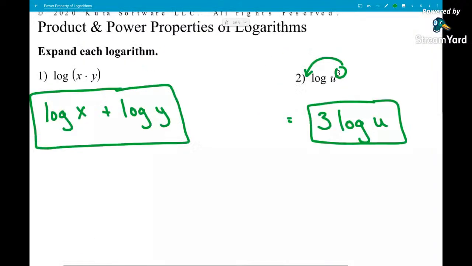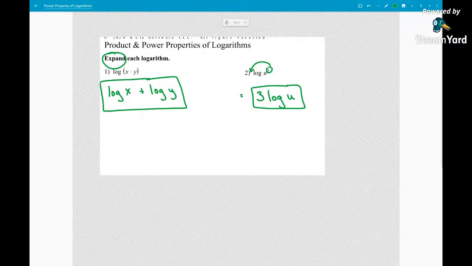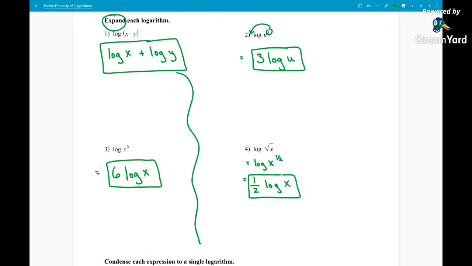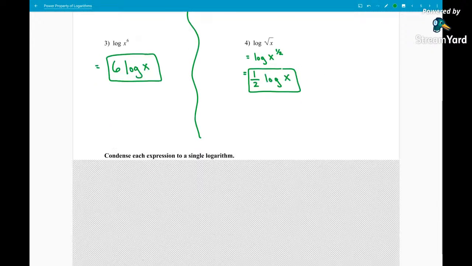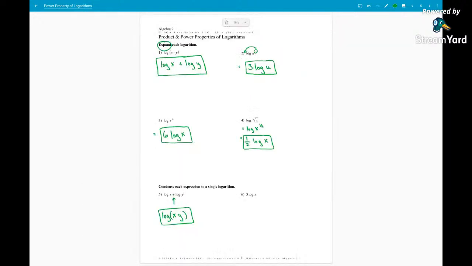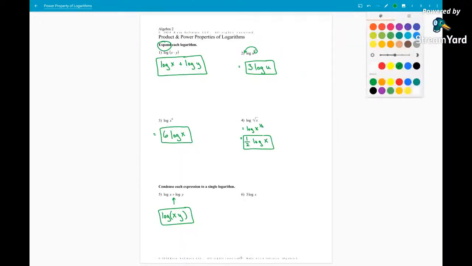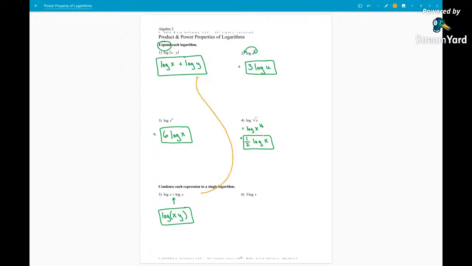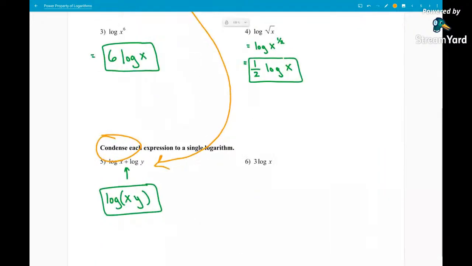In number 1, the verb was to expand. But number 5 literally takes this answer that we came up with in number 1 and gives it to us as a question, but the verb says condense. It's like we're working backwards. We're working backwards of what was given to us. All right, so that's it.